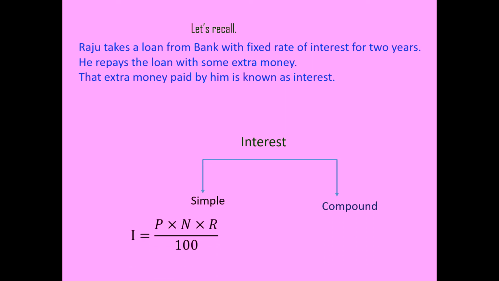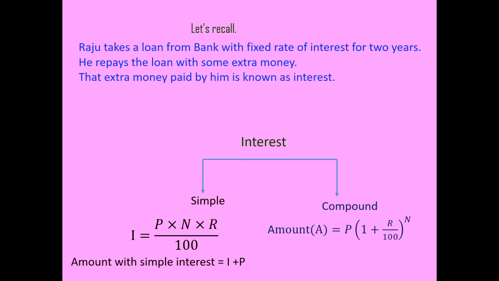For simple interest calculation, we use the formula P into N into R upon 100, and then after calculating interest we calculate amount. Amount with simple interest equals interest plus principal. In the same way we have a formula to find compound interest. We calculate the amount first, A equals P into (1 plus R upon 100) raised to N, and then compound interest equals A minus P.